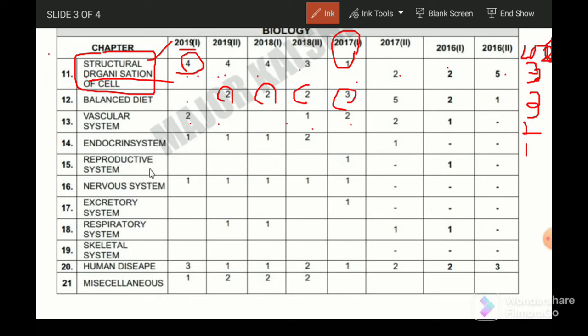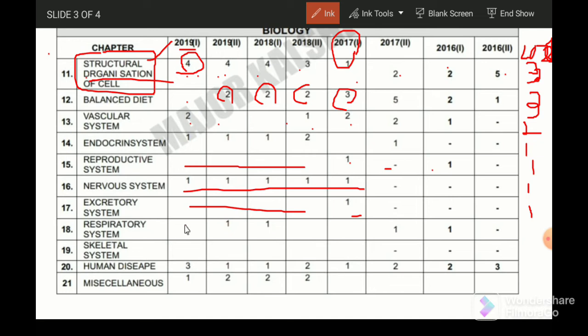Then reproductive system, there were no questions for continuous 4 papers, and then we have 1 question, again no question, again 1 question, and then again no question. So we can expect 1 question from reproductive system. Then comes nervous system. Okay, so for continuous 5 years we had 1 question, so we can say 1 question is there. Then excretory system, no questions for 4 marks, 4 years, and then we had 1 question in 2017 first paper, so we can expect over here also.